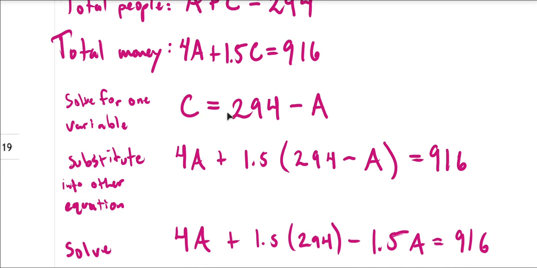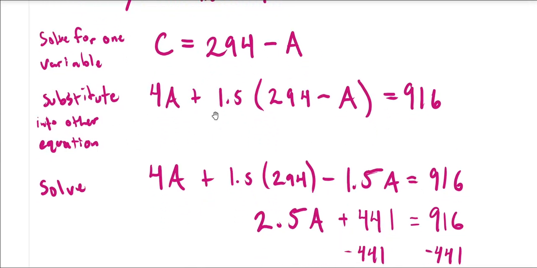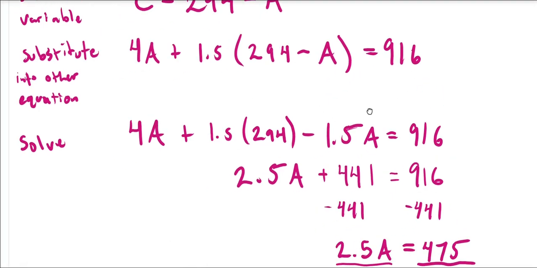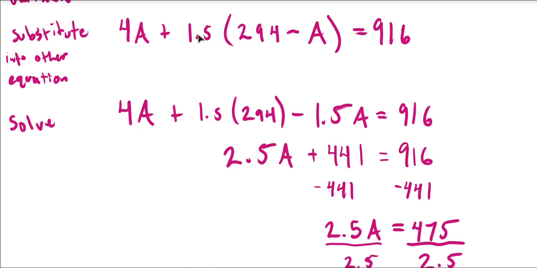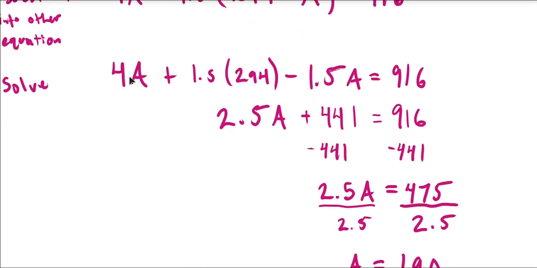We have C given by 294 minus A, so I replace this C with that expression. That gives me 4A plus 1.5 times the quantity 294 minus A is equal to 916. Now we just have one equation with one variable in it, which we know how to solve. Distributing my 1.5, I get 1.5 times 294 and 1.5 times A, the minus sign between them. Now we can combine like terms. 4 minus 1.5 is going to be 2.5, and 1.5 times 294 is 441.